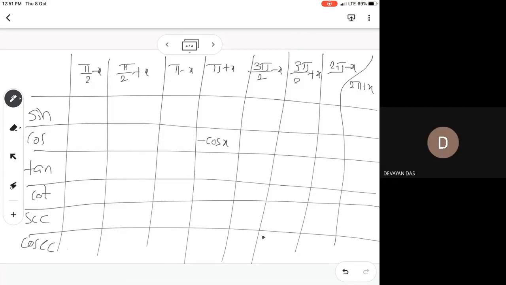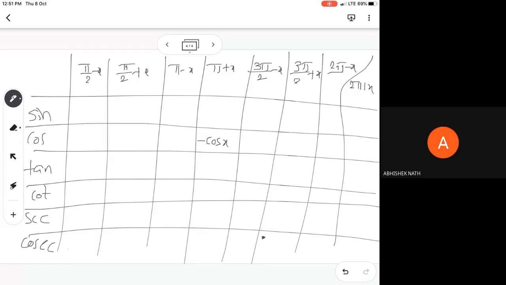Sir, secant x. 3 pi by 2 plus x, in which quadrant? Fourth quadrant. In the fourth quadrant, cos and secant are positive. Yes sir, positive secant x.